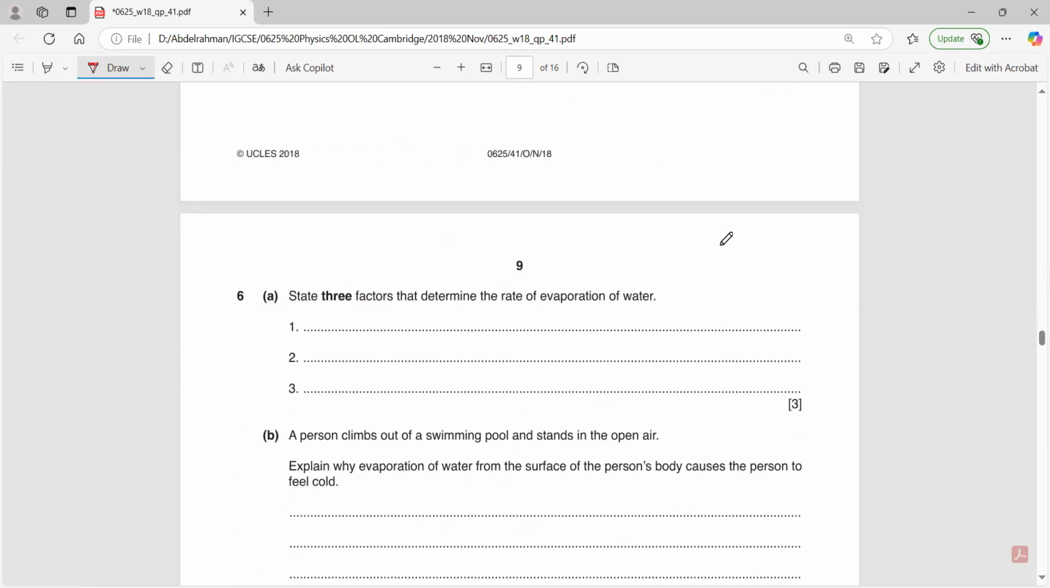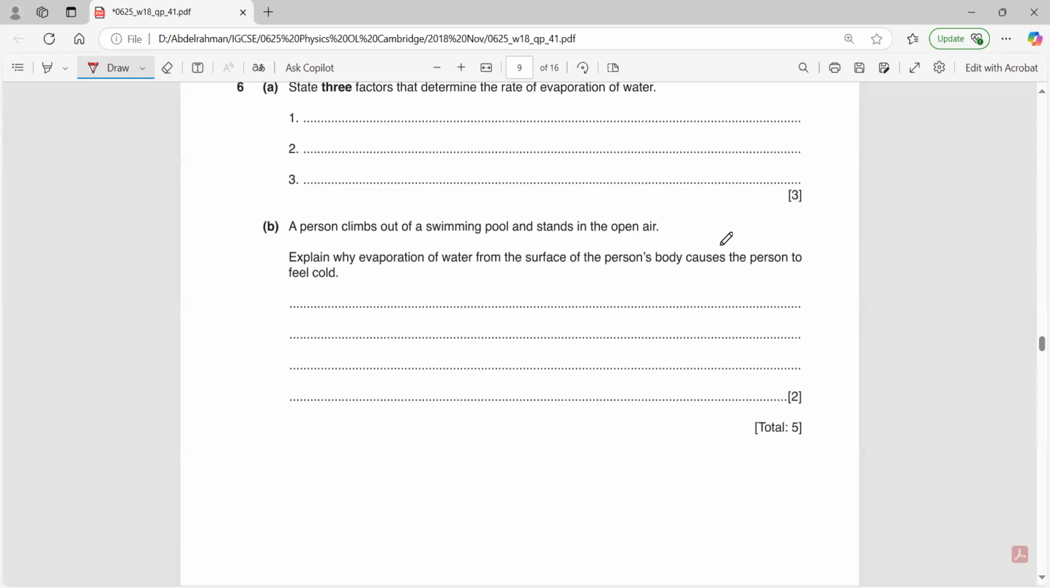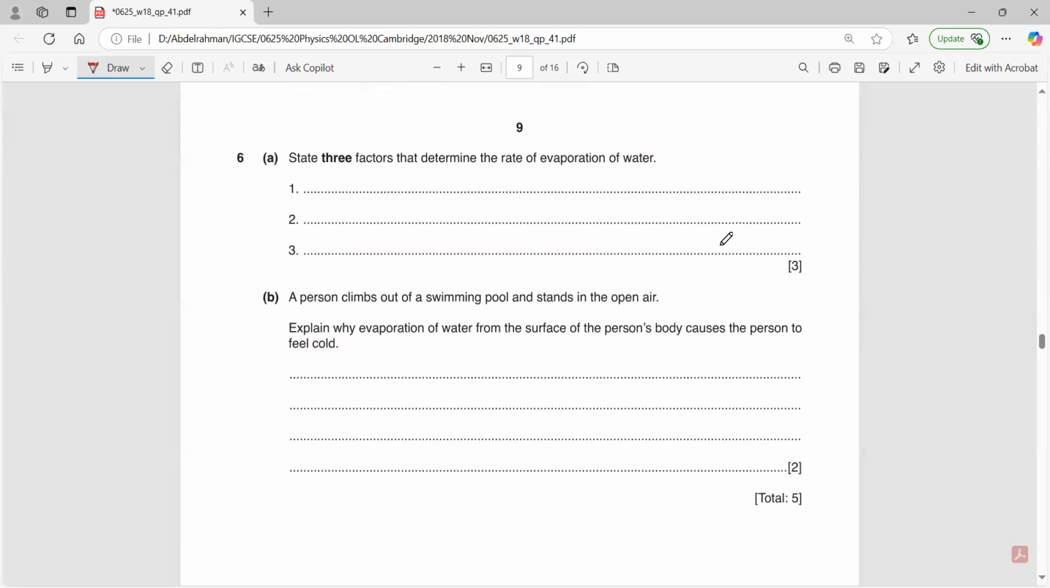Moving on. Question 6. Three factors that determine the rate of evaporation of water. We have three factors, which are surface area, temperature, and wind speed.